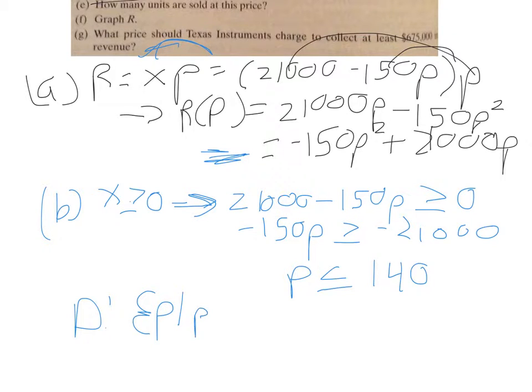So the domain, since it's in terms of P, would be the set of all prices such that the price must be greater than or equal to 0, and it must be less than or equal to 140. You could also write strictly greater than 0, since Texas Instruments probably will not be giving calculators away for free.